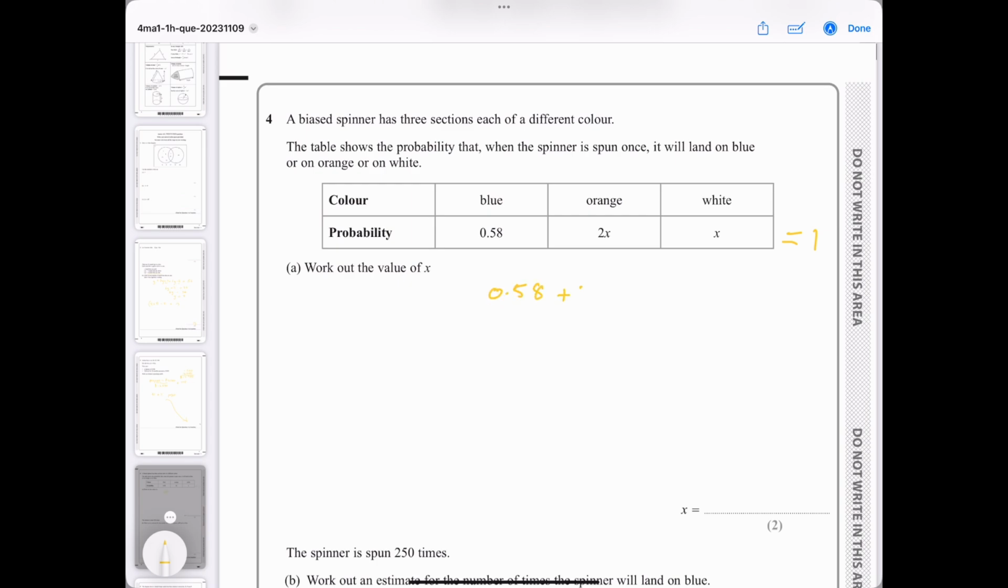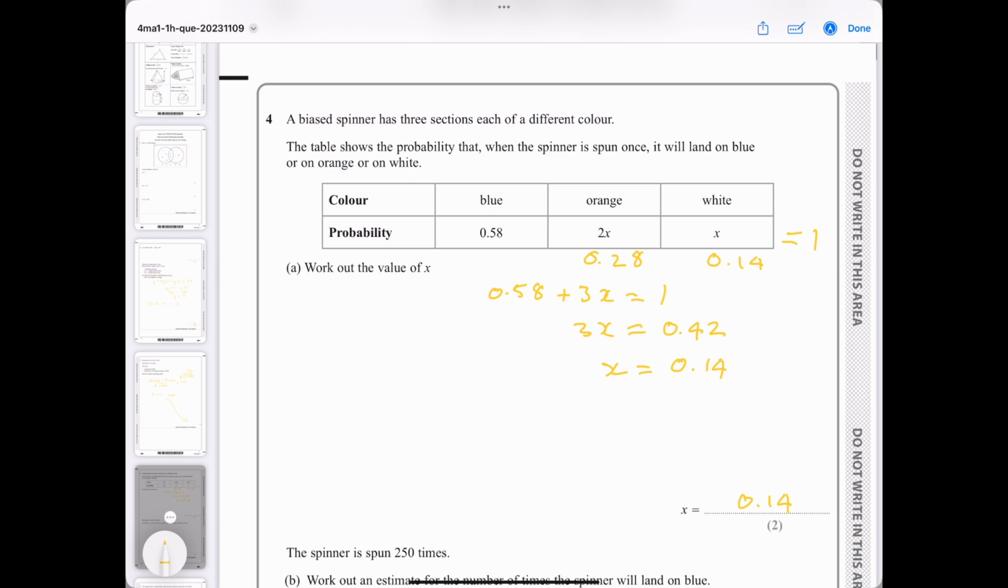0.58 plus 3x equals 1. 3x equals 1 minus 0.58, which is 0.42. So x equals 0.14. So that means white is 0.14 and orange is 0.28. Oh, we've already worked that one out.